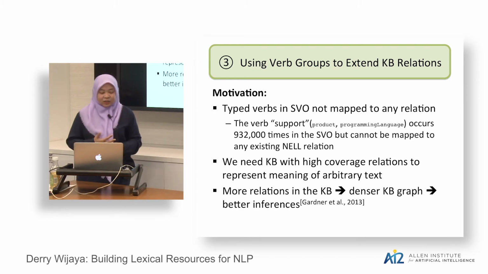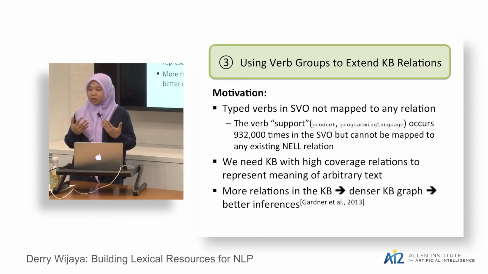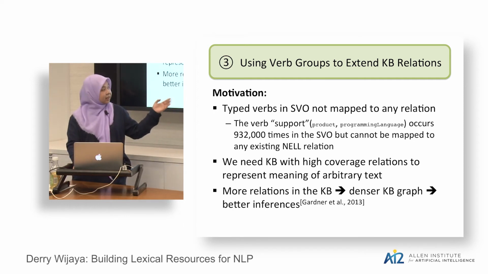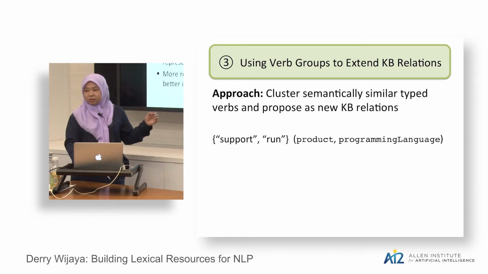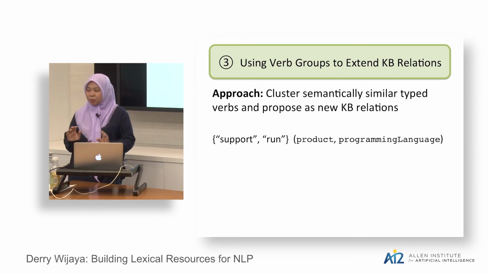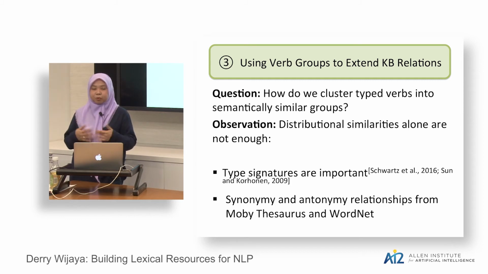At the beginning of the talk, I talked about how we need to support natural language understanding. We need to have a knowledge base with a vast vocabulary of relations to express the meaning of any arbitrary text. So more relations can also be beneficial. It can create a denser knowledge base graph and better inferences. I think Matt did a lot of that work. The idea is that we want to cluster these semantically similar typed verbs and propose them as new relations in the knowledge base.